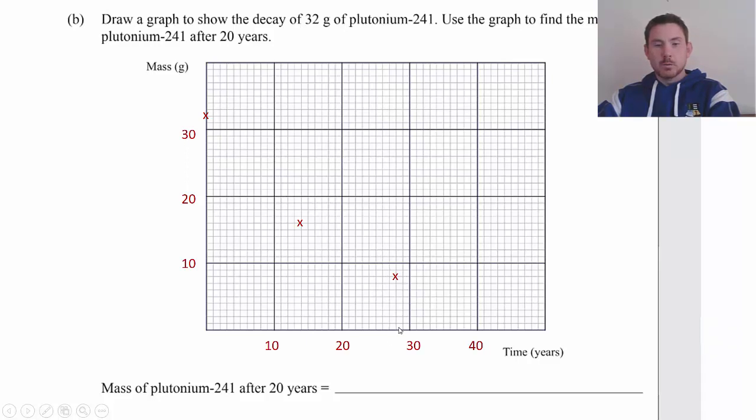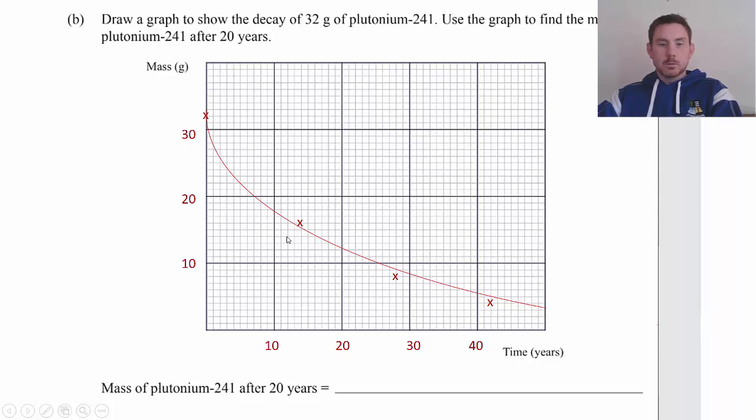And then another 14 would be 28. And the mass has halved from 16 to 8. And then we could plot another one beyond that. So we're going to go from 8 to 4 in another 14 years, which takes us to 42, and we've plotted that point here. We'd use a smooth line of best fit to draw the relationship here, and so that's going to look something like that.